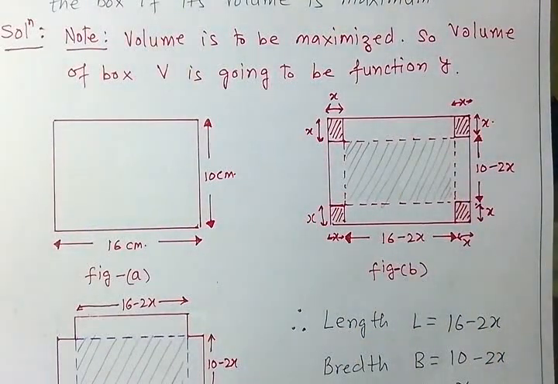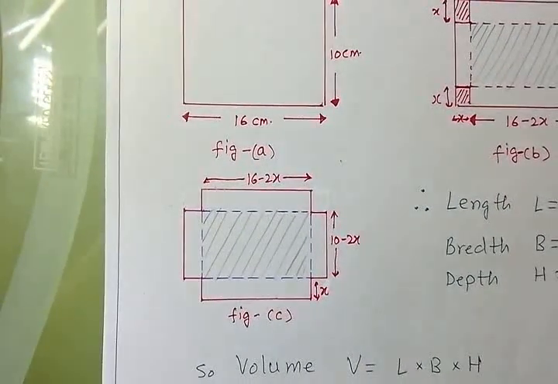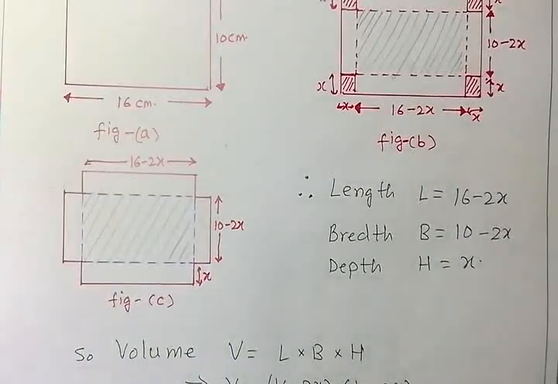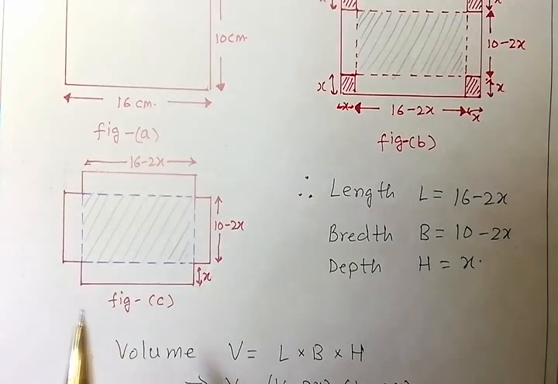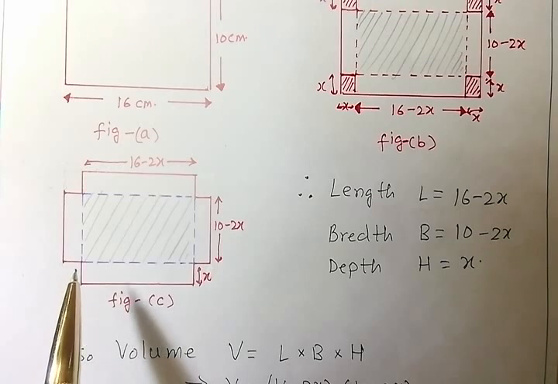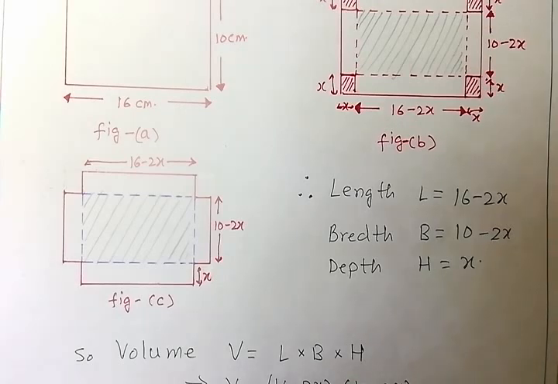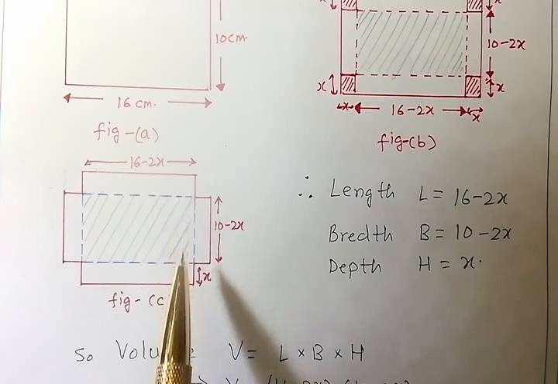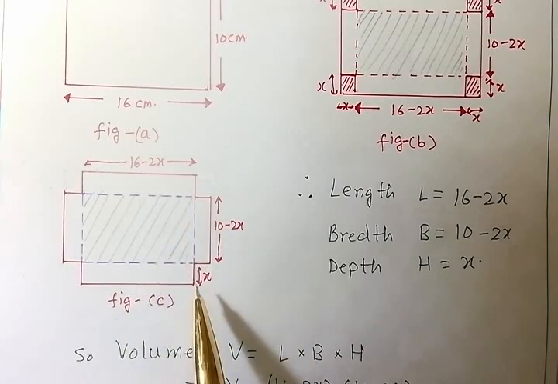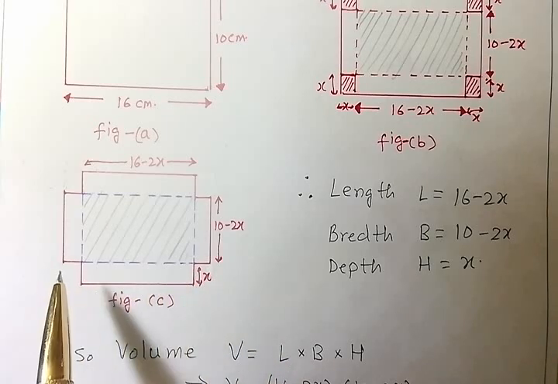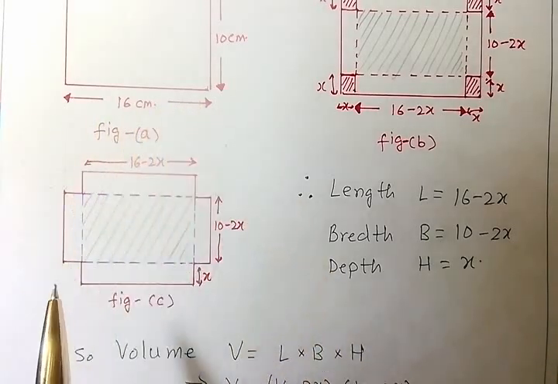Now you can focus on the third figure here. In the third figure, you can see that the 4 square portions are removed. So what is the length of the box now? These are the flaps which will be folded up and we can form an open rectangular box. So this will become the length, this will become the width, and this will become the height or depth. Okay, so length is L. What is the total length? 16 centimeter. How much is removed?